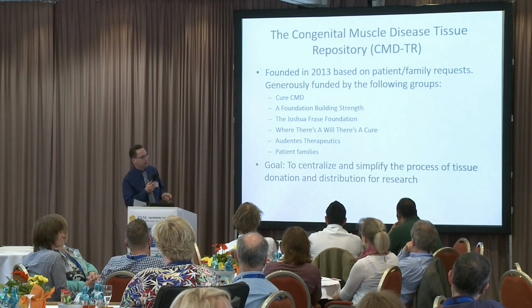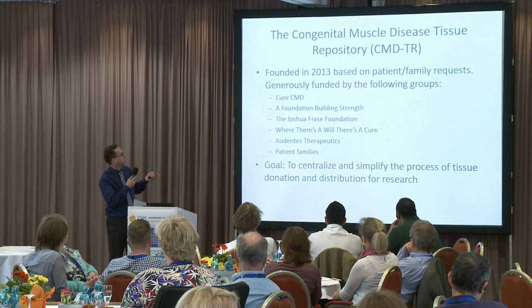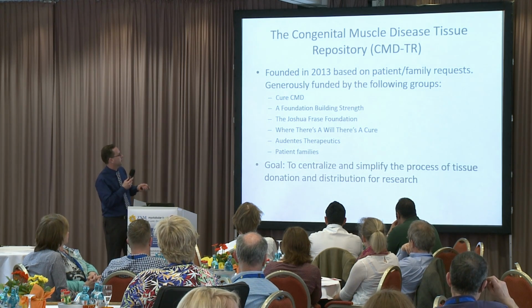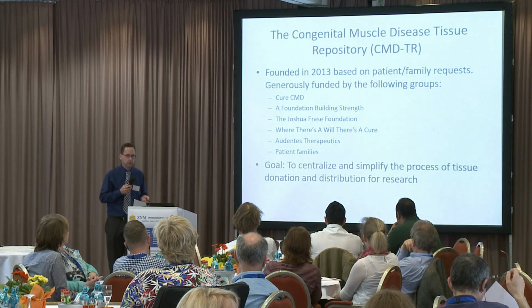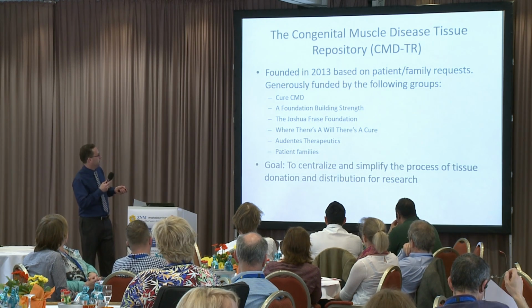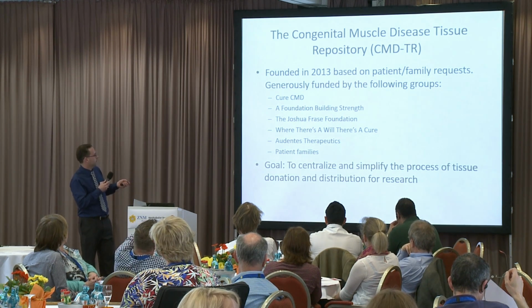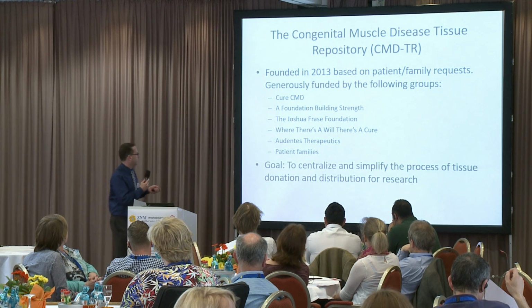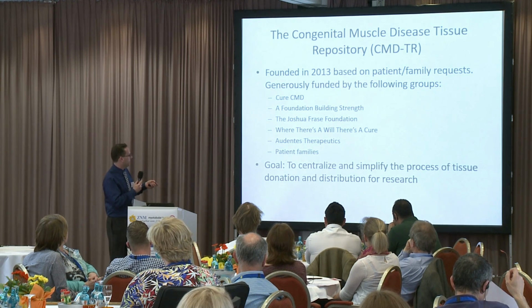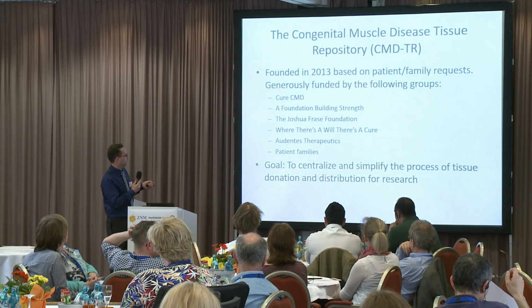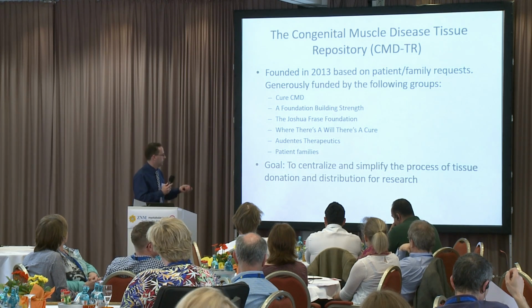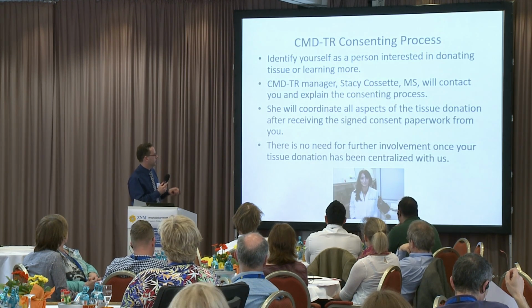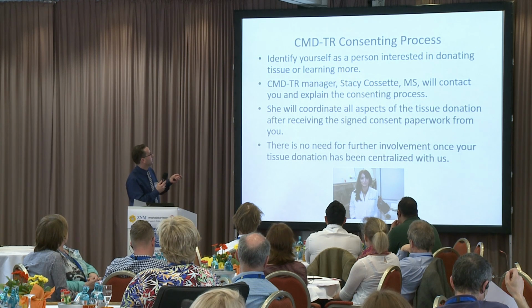So briefly, our tissue repository is called the CMDTR, the Congenital Muscle Disease Tissue Repository. It was founded in 2013 based on the request from a number of nonprofit agencies. Allison Fraze from the Joshua Fraze Foundation was one of the key supporters early on, as well as Cure CMD, a foundation building strength, and where there's a will, there's a cure. And then subsequently, we got more support from Audentes Therapeutics and from patient families. And our goal was to centralize and simplify tissue-related research.